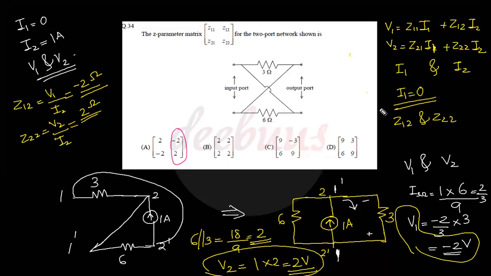Similarly, we can apply I2 equal to 0 and evaluate Z11 and Z21. But there is no need for it as there are different options. Right? So it is enough. So this is the answer.